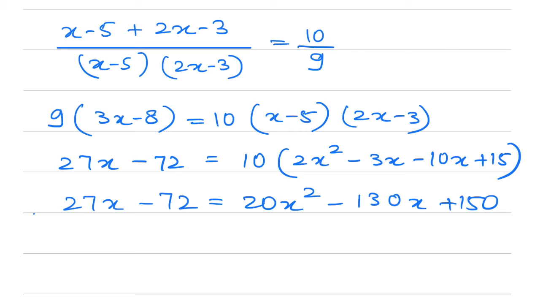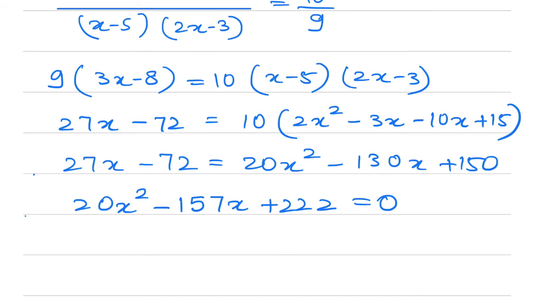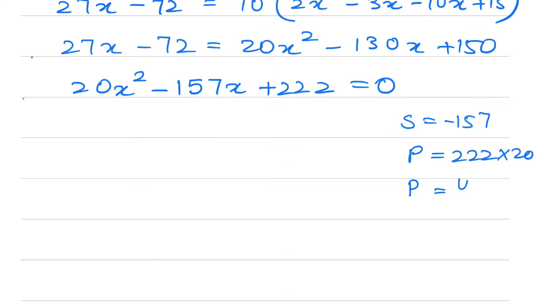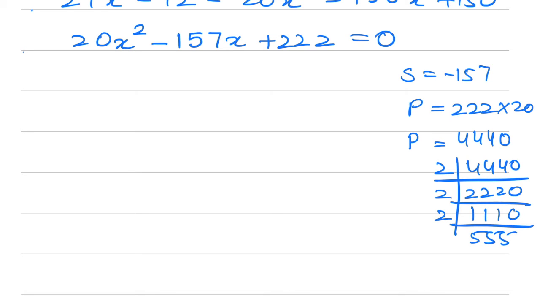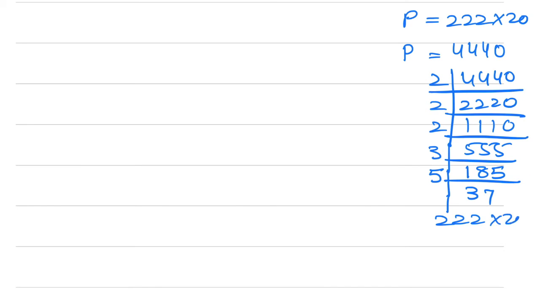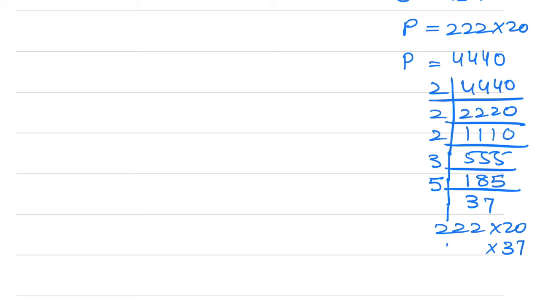Now taking everything on the right hand side, we have 20x square minus 157x plus 222 is equal to 0. We have to factorize this equation. Sum is equal to minus 157 and product is equal to 222 into 20, which is 4440. Let's find out the factors for this first. 4440 divided by 2 is 2220, then 2 again, 1110, then again 2, we have 555, and then we can have a factor 3 because the sum of digits is 15. So we have 185, and 5 as a factor, so 37. So 222 into 20, then we can check for 37 and 120. Okay, that's perfect. So 120 and 37 are the factors.